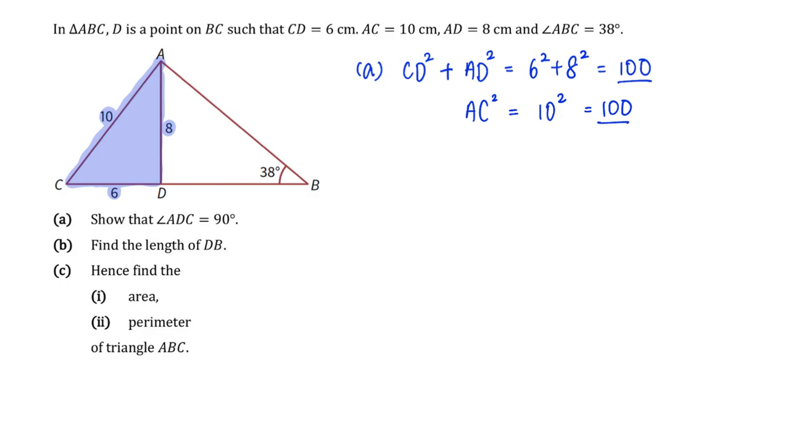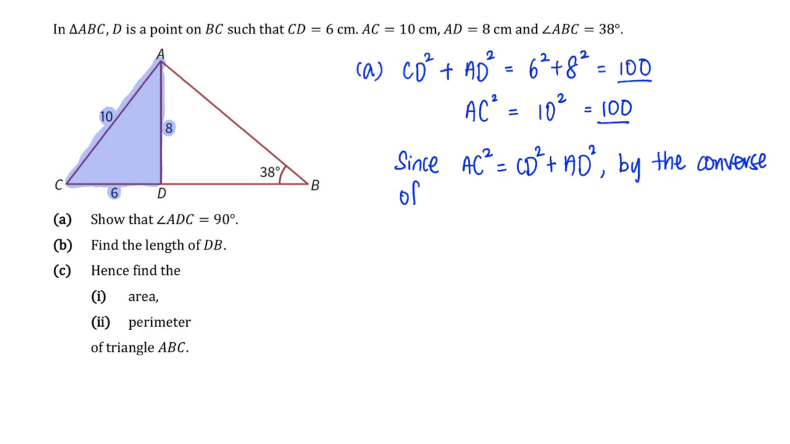And when that happens, we can safely conclude, since my AC square and my CD square plus AD square are equal to each other, by the converse of Pythagoras theorem, angle ADC is indeed 90 degrees, and this is indeed a right angle triangle.